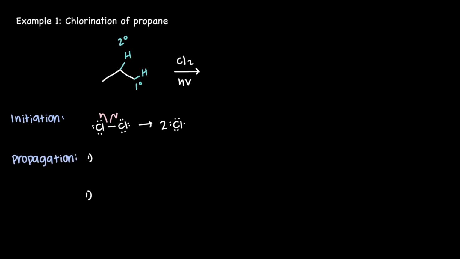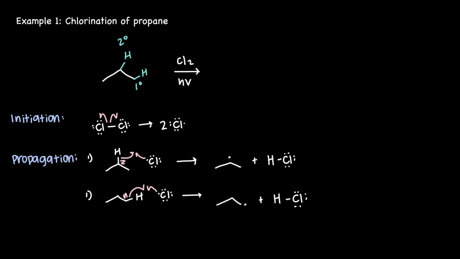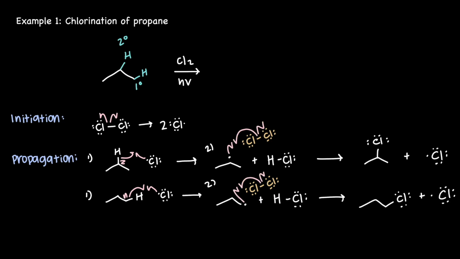Next, let's look at the first propagation step. A chlorine radical abstracts a hydrogen atom from propane. This can occur at either a primary carbon or the secondary carbon, producing hydrochloric acid and either a primary propyl radical or a secondary propyl radical. For the second propagation step, the propyl radical reacts with another chlorine molecule. A carbon-chlorine bond forms, and another chlorine radical is regenerated so the chain reaction can continue.